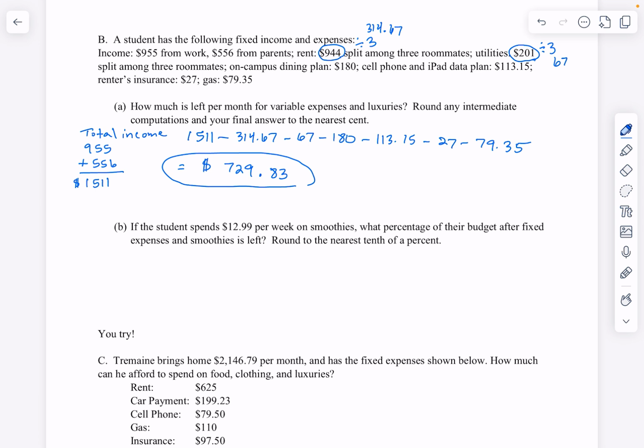So here's what you're going to do. You have to take the $729.83 and subtract how much the smoothies are. But remember, this is monthly. So you can't just subtract the smoothie once, because that's weekly.